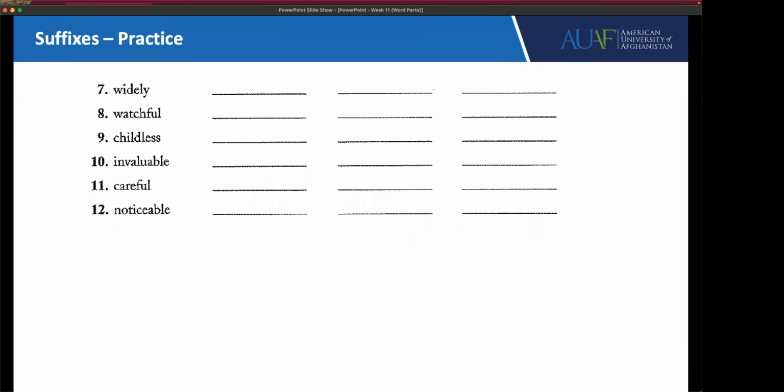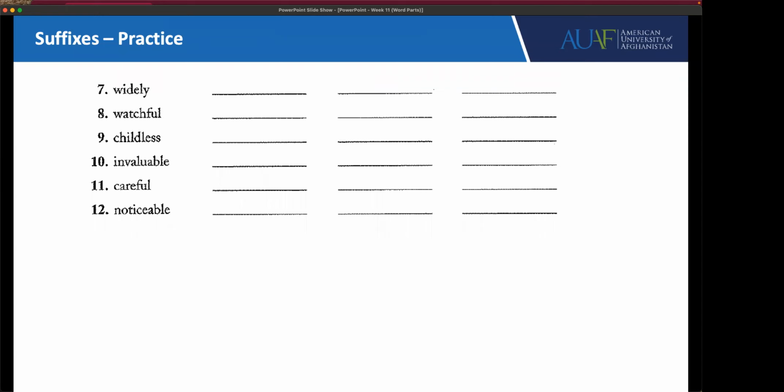I said number 8. Yeah, go ahead. Number 8, watchful is an adjective. The root is watch, and it will be a noun. It could be a noun, but in here it will be a verb. Right. Good job. Okay, number 9.